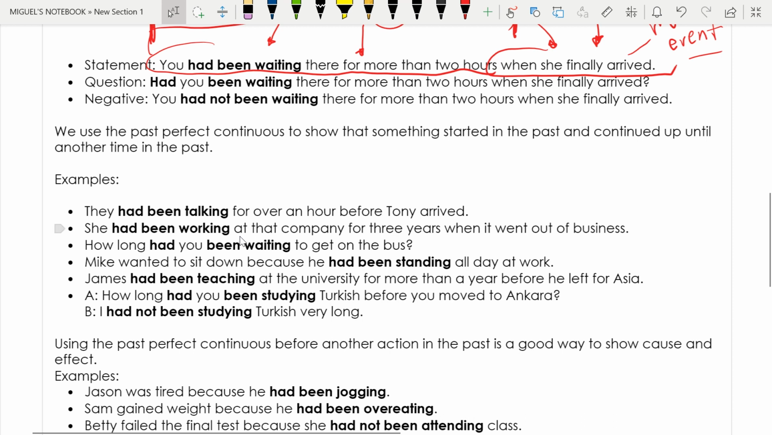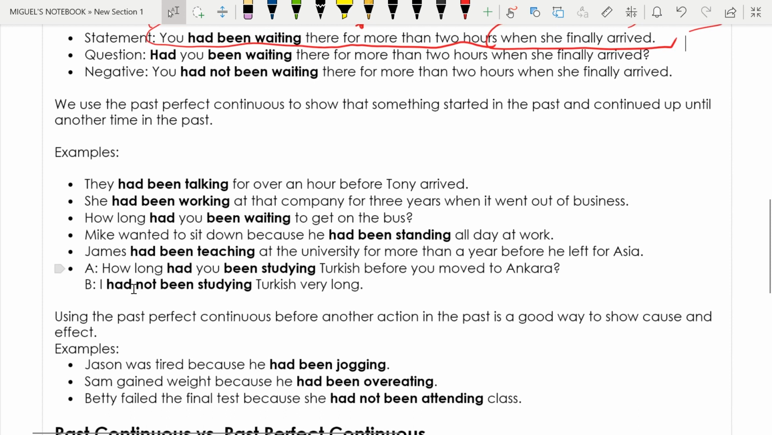How long had you been waiting to get on the bus? Mike wanted to sit down because she had been standing all day at work. James had been teaching at the university for more than a year before he left for Asia. How long had you been studying Turkish before you moved to Ankara?